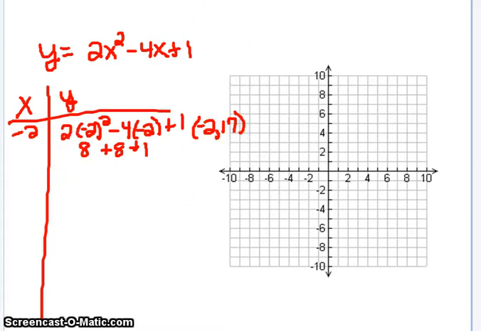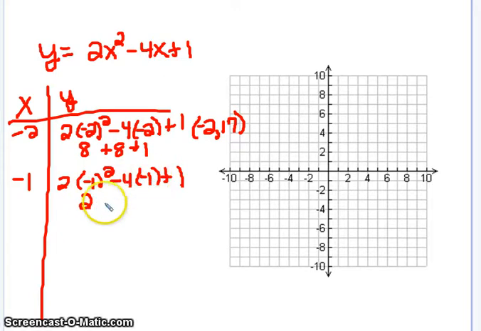I don't have a 17 on here, so let's try -1. 2 times -1 squared minus 4 times -1 plus 1. Well, -1 squared gives me a positive 1, and positive 1 times 2 gives me 2. A negative times a negative gives me a positive, so that's going to be 4. Plus 1 more. 2 plus 4 is 6, plus 1 is 7. So I like that one. -1, 7. That's something we can graph. -1, 7, over here in quadrant 2.